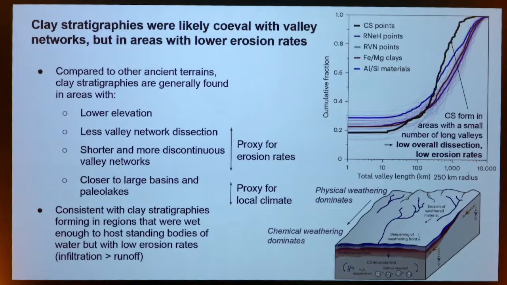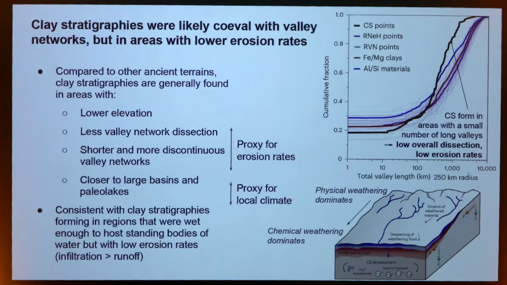One thing that's interesting too is when we look at the relationship between glacier stratigraphies and valley networks, we find that glacier stratigraphies tend to occur, compared to other ancient terrains, in areas with lower elevation, less valley network dissection, as well as shorter, more discontinuous valley networks, whereas those two properties we were treating as proxy for erosion rates. If you have more dissection, you have more valleys, you have more local runoff and erosion. They also tend to occur closer to large basins and paleo lakes, and so that could be a proxy for local climate if those were bodies of water at one time. And that's really interesting because it's suggesting that we have glacier stratigraphies forming where we have lower erosion rates.